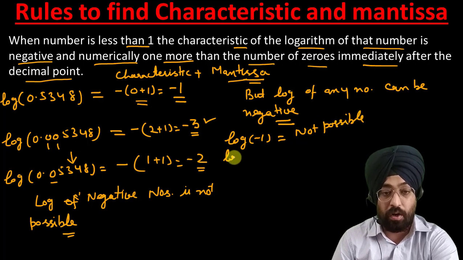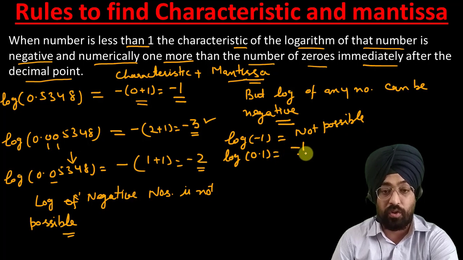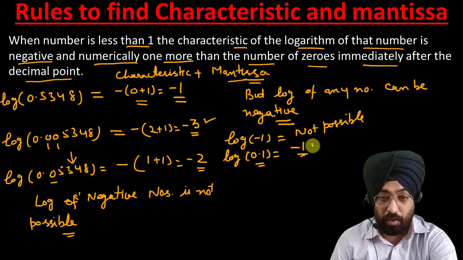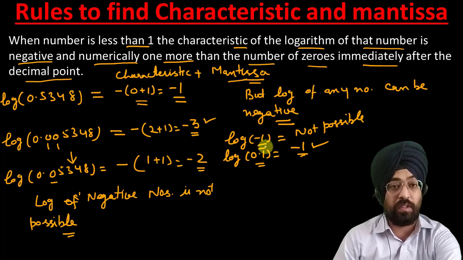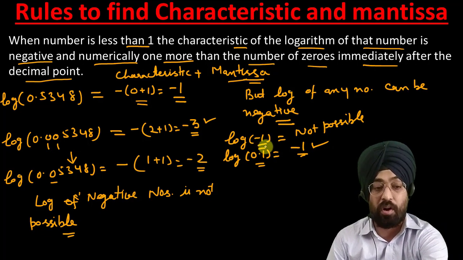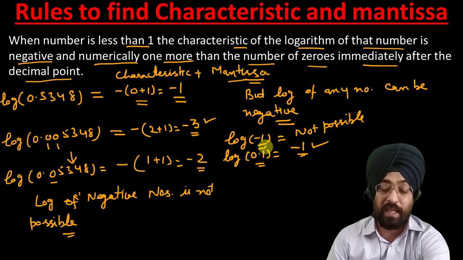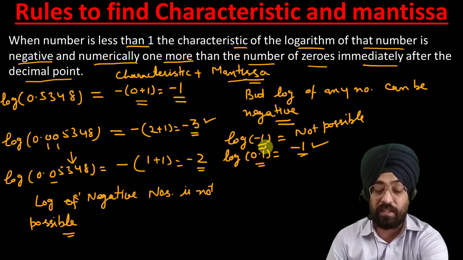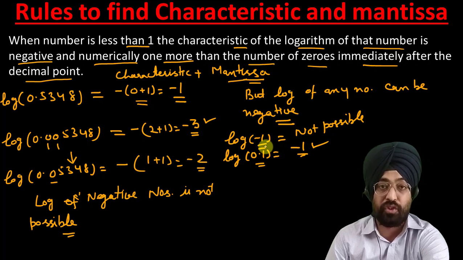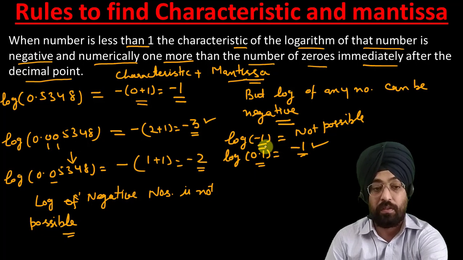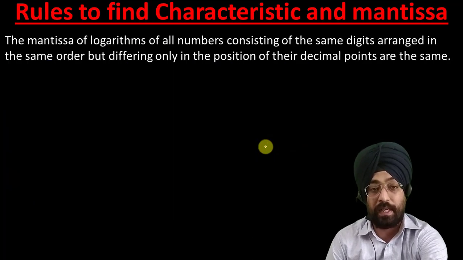But log of 0.1 is -1. So log of any number can come out to be negative, but log of negative numbers is not possible. So this is how you can find the characteristic of any number. We have considered two cases: the digits greater than 1 and the digits which lie between 0 and 1, means fractional digits or digits with decimal points. That's how you can calculate the characteristic.